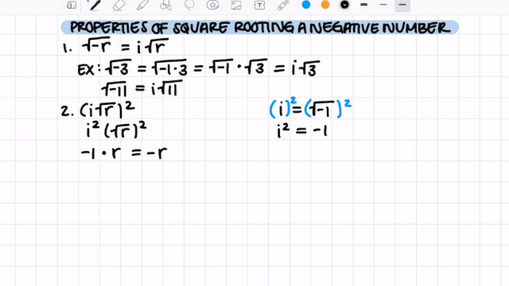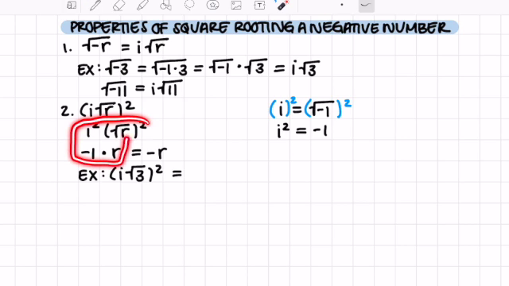So if I were to write an example, let's say that our example here is going to be i times the square root of 3 to the power of 2. In this case, instead of doing all of these steps, I could just make my +3 that was inside the square root into a -3 and take out that square root.